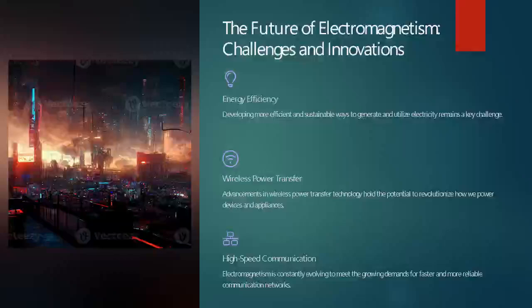For example, the 5G network compared to 4G is very high-speed communication. The speed of signal, the bandwidth, and the quality factor all depend on the speed of communication. Mainly the bandwidth and the frequency determine the speed of communication. Electromagnetism is constantly evolving to meet growing demands for faster and more reliable communication networks. These are all high-speed networks which we use in our day-to-day life, Bluetooth and wireless 5G networks.